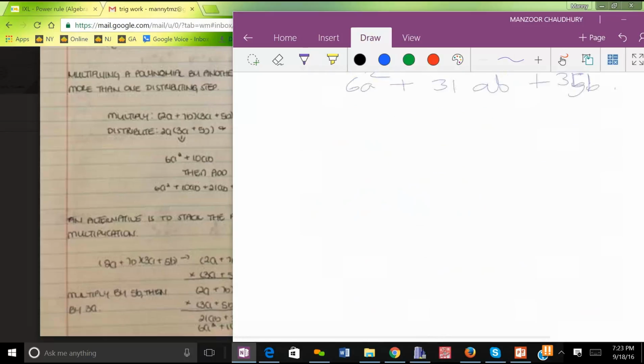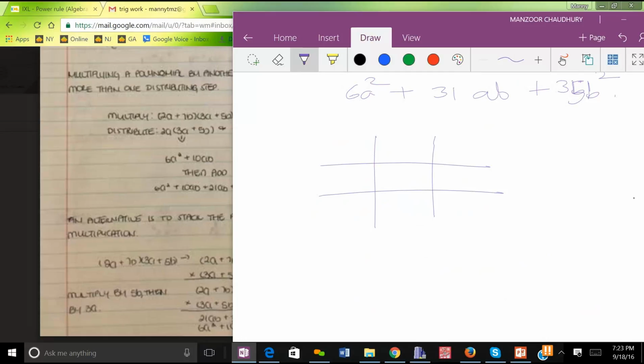If that doesn't make sense, you can also do a tic-tac-toe way. Like tic-tac-toe way is like this. You have 2A and 7B, and this side you have 3A and 5B, okay? So when you multiply 3A and 2A, it becomes 6A squared. 3A and 7B, that's 21AB. 2A and 5B is 10AB, and 7, that's 35B squared. So what happened here? This.